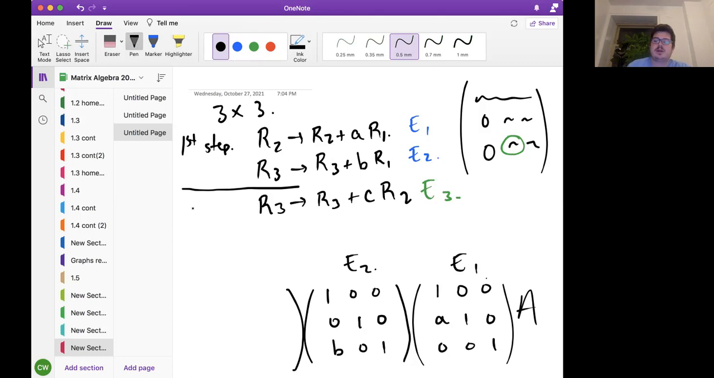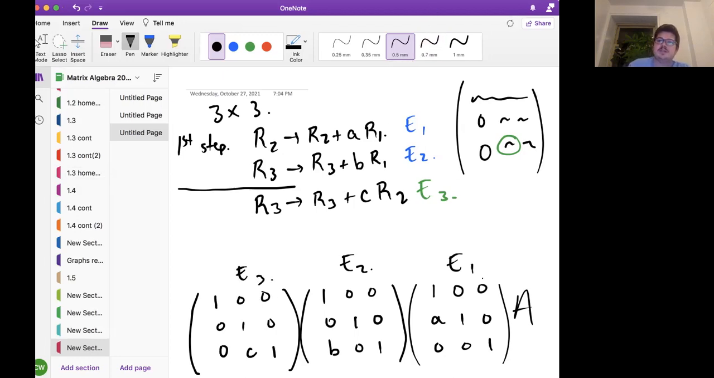Let's make this E3. So what does this look like? The first and second rows aren't changing. Now how does the third row read? 0 C 1, correct. All right, this is E3.